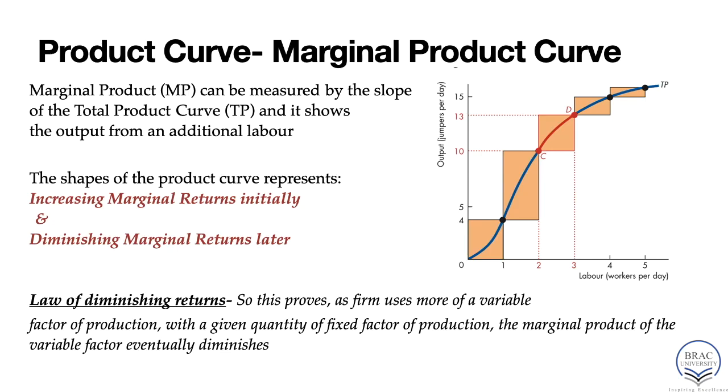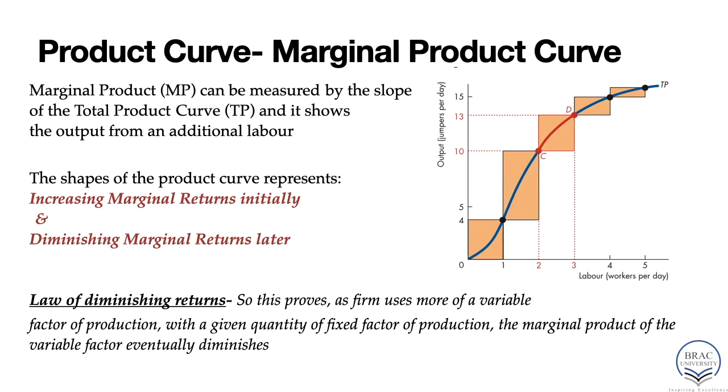So the marginal product can be measured by the slope of the total product curve. Remember, the slope of a curve is the change in the value of the variable measured on the y-axis, which is basically the output of jumpers here, divided by the change in the variable measured on the x-axis, which is labor input here. So, as we can see here, a 1 unit increase in labor input, that is, from 2 to 3 workers, increases output from 10 to 13 jumpers. And this is exactly like the product schedule that you saw in the previous slide a minute ago.